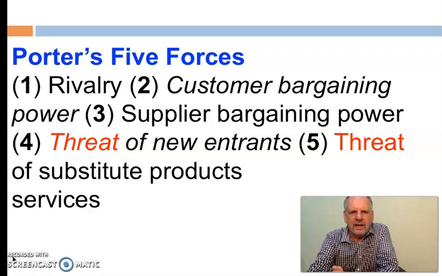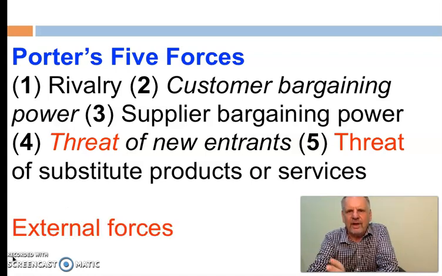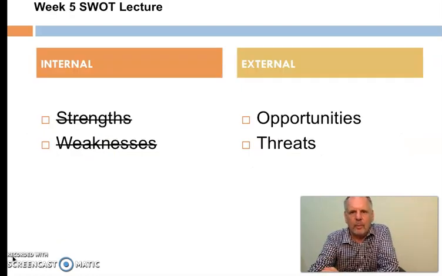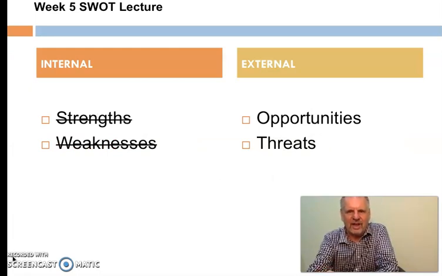As you can see, the word threat comes up. When we think of threats, we think of external forces. Okay, so Porter's 5 forces are 5 external forces that operate on a business. In a SWOT grid, we would call them threats or maybe opportunities. Opportunities and threats, these are external forces, the same as Porter's 5 forces.